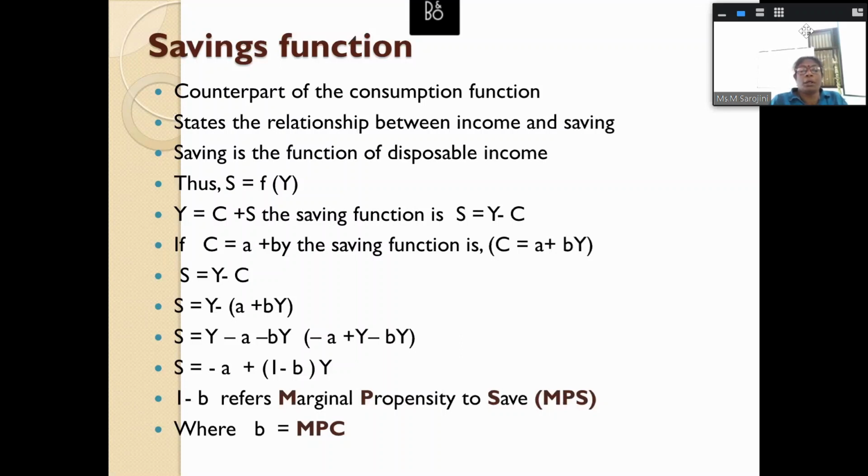Also, we know that the consumption function is C is equal to A plus BY. From this consumption function, we can derive the saving function as well. Also, we can derive the saving function in two methods, right? The one is here.